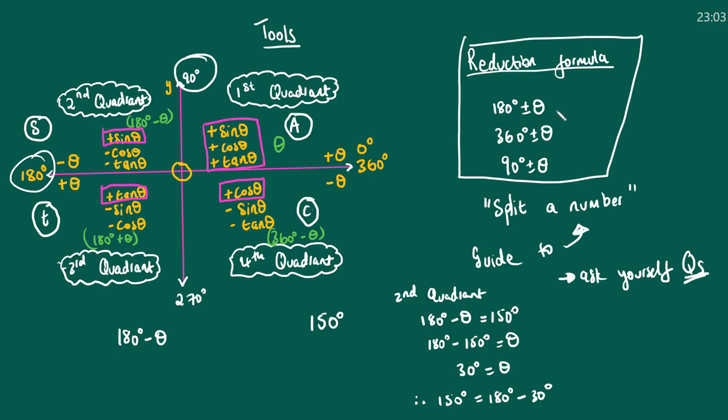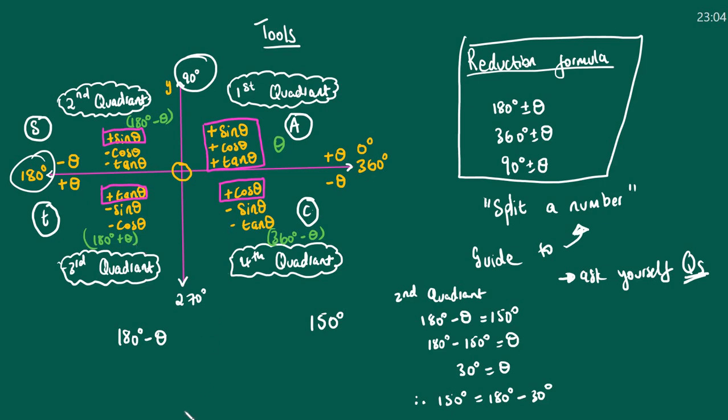For us to use the standard way, that is why we use the reduction formulas. Each angle can always be expressed in terms of one of these. When we use which depends on the size of the angle. If the angle is between 270 and 360, you'll use the reduction formula 360 minus theta. If the angle is above 360, you're going to use 360 plus theta. If the angle is between 180 and 270, you are going to use 180 plus theta.